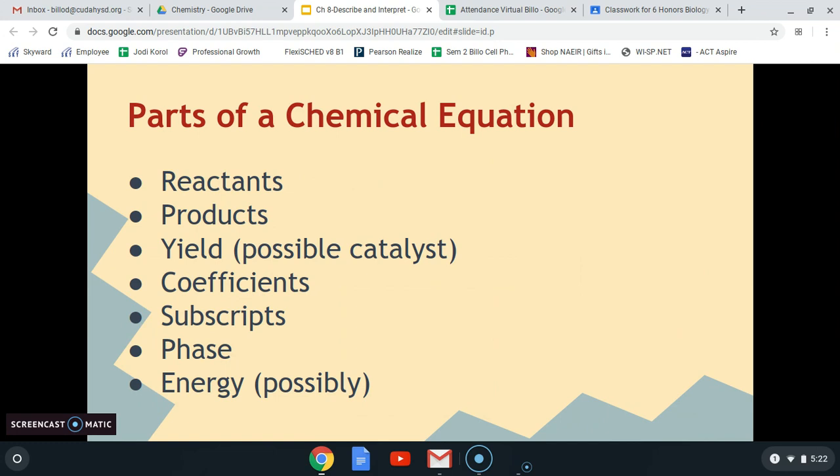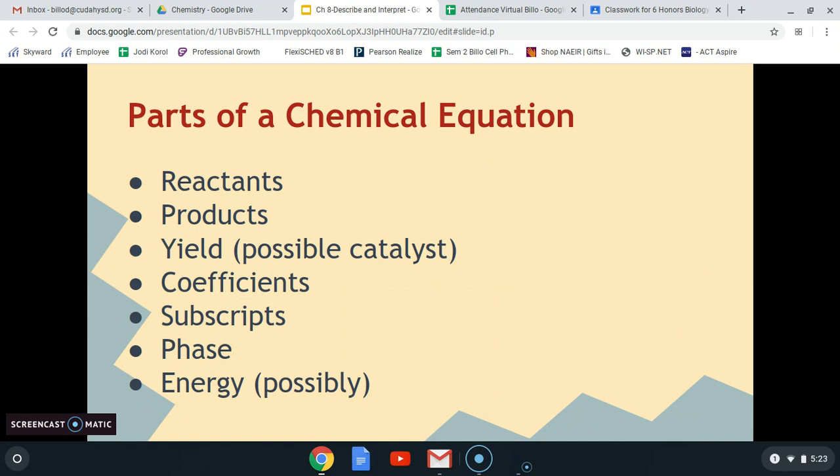And sometimes we'll have little things written above that arrow. Sometimes a catalyst and sometimes energy. There are numbers written in front of chemical formulas at times. Those are big numbers. Those are called coefficients. And we've been working with subscripts. Those are the numbers that are written below the chemical element. And those are used to make sure that the number of atoms in a chemical compound are correct.